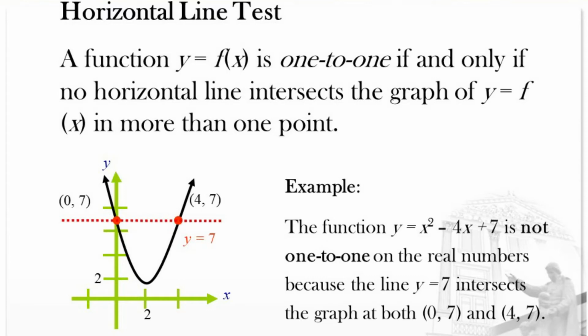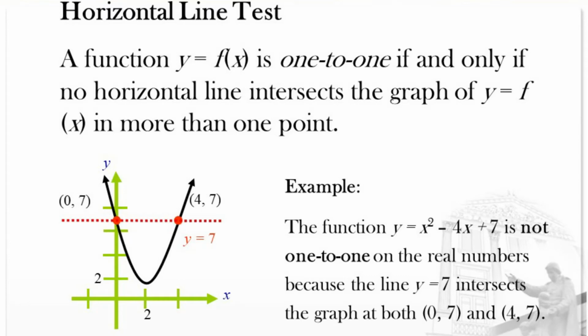Why is the first graph not a 1-to-1 function, using the horizontal line test? What have you noticed in this graph? Can you hear me? Can you see me? Okay. So there are two intersecting points. It's not a 1-to-1 function.